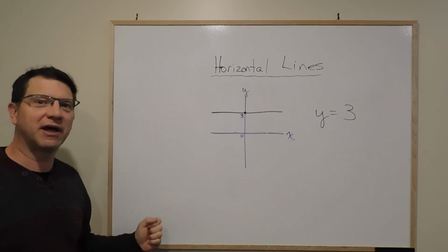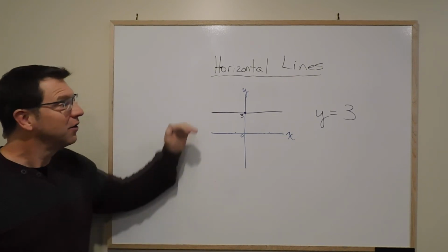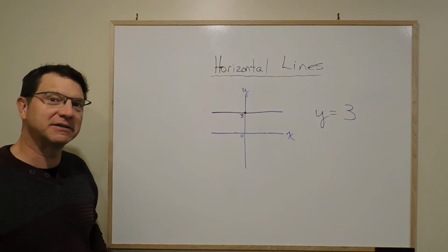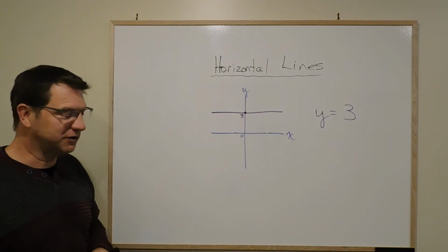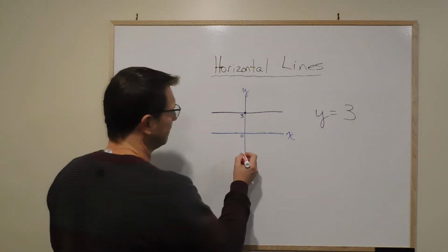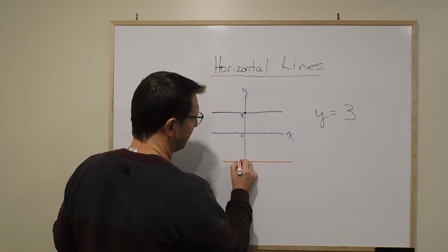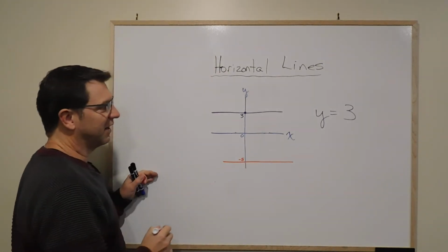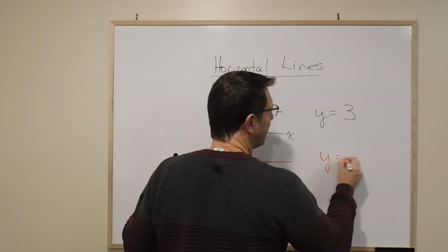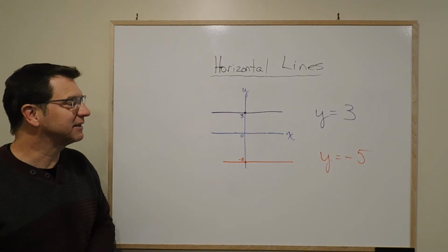So if you remember 2 slides ago, vertical lines were x equals, and there was no y. Horizontal lines, y equals whatever the y-intercept is, again, there's no x variable, just a y variable. So if we use a red, let's say we did one way down here at -5, okay, -5. It crosses at -5, you'd say y equals -5. Because it doesn't matter what x is, right?